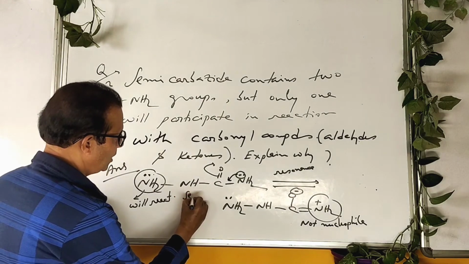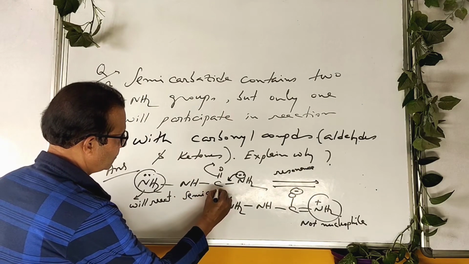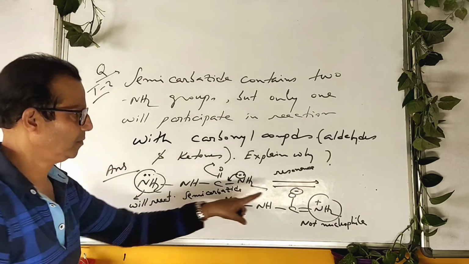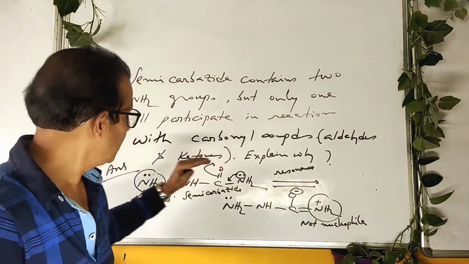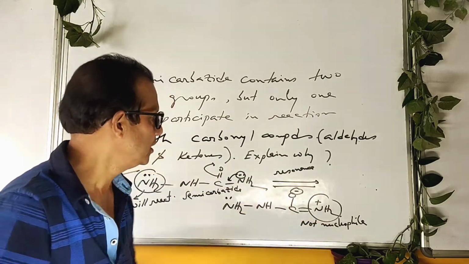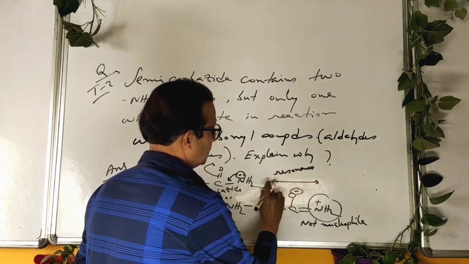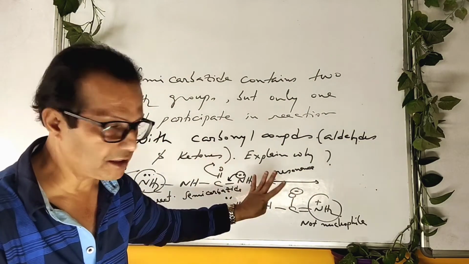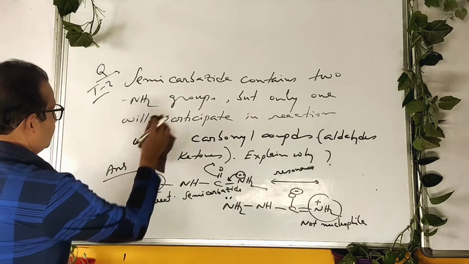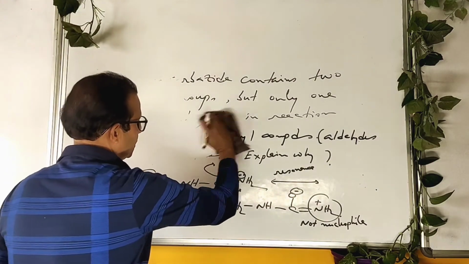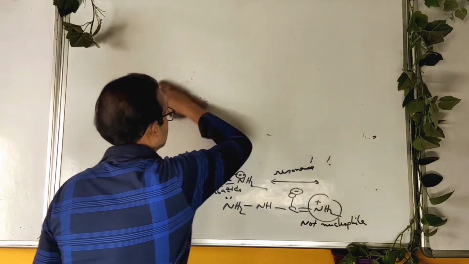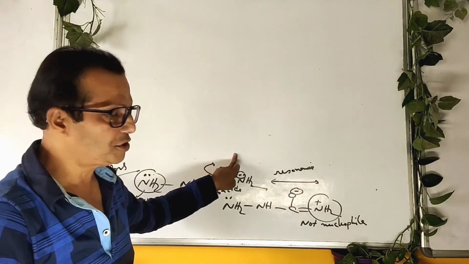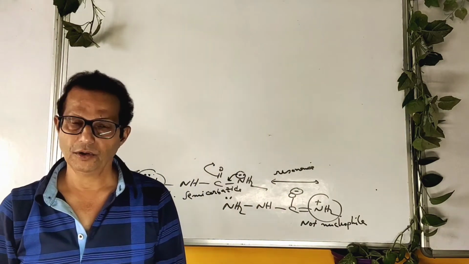Write its name also, okay? Semicarbazide. So how to write the answer? At first, draw this resonance structure, with the resonance symbol, and then write the explanation. Remember, this type of question carries only 1 mark, so don't write too much.